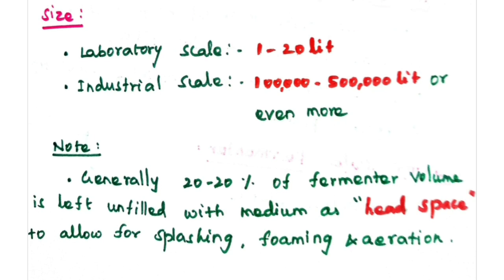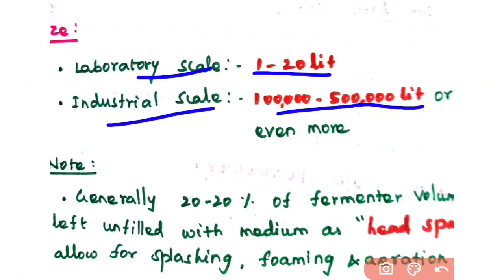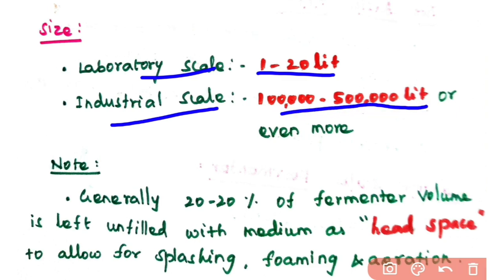Okay, so in fermenter you have two types size wise, that is laboratory scale fermenters and industrial scale fermenters. Okay, laboratory scale fermenters are small in size, that is 1 to 20 liter. Then industrial scale fermenters are large in size, they are 1 lakh to 5 lakh liter or even bigger sizes of fermenters are there.